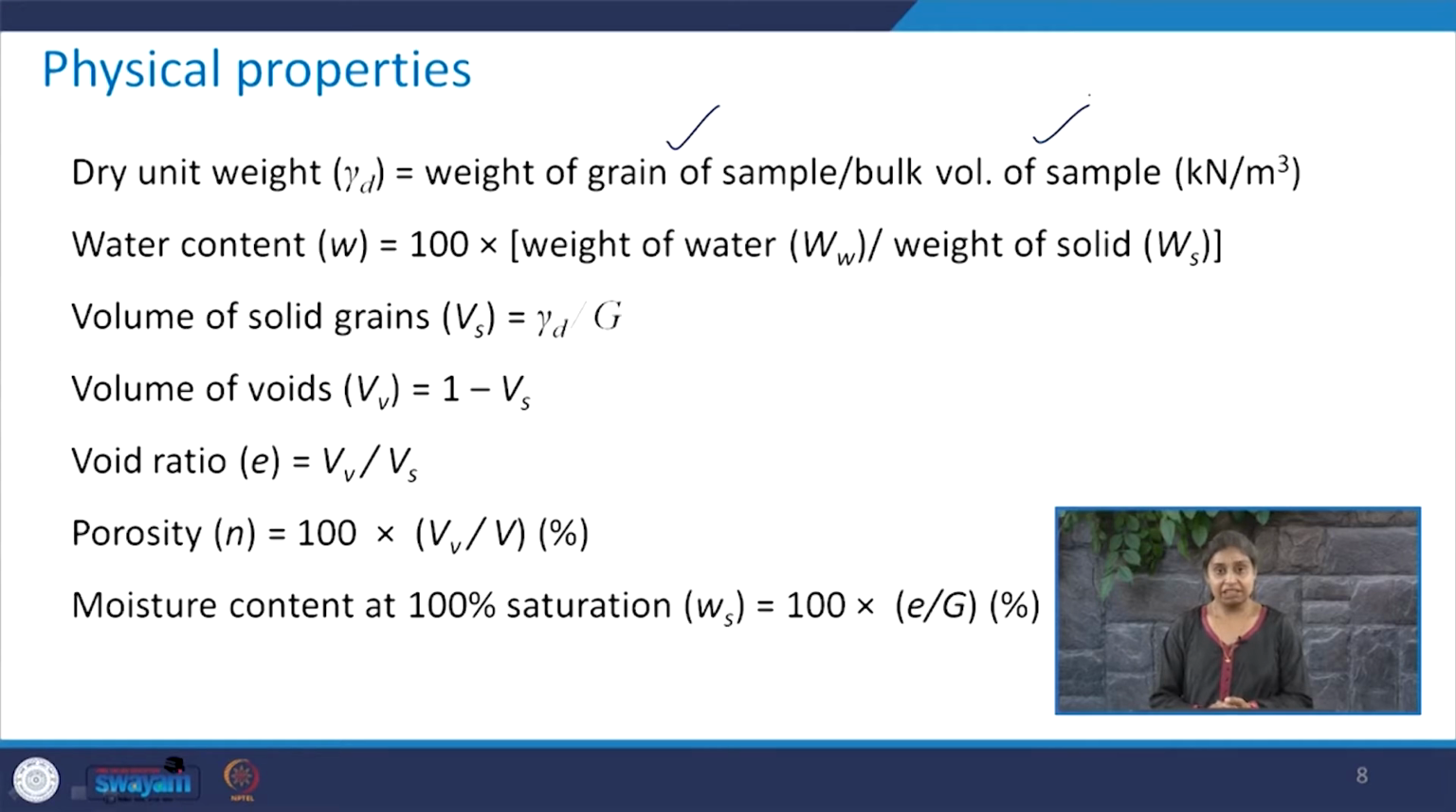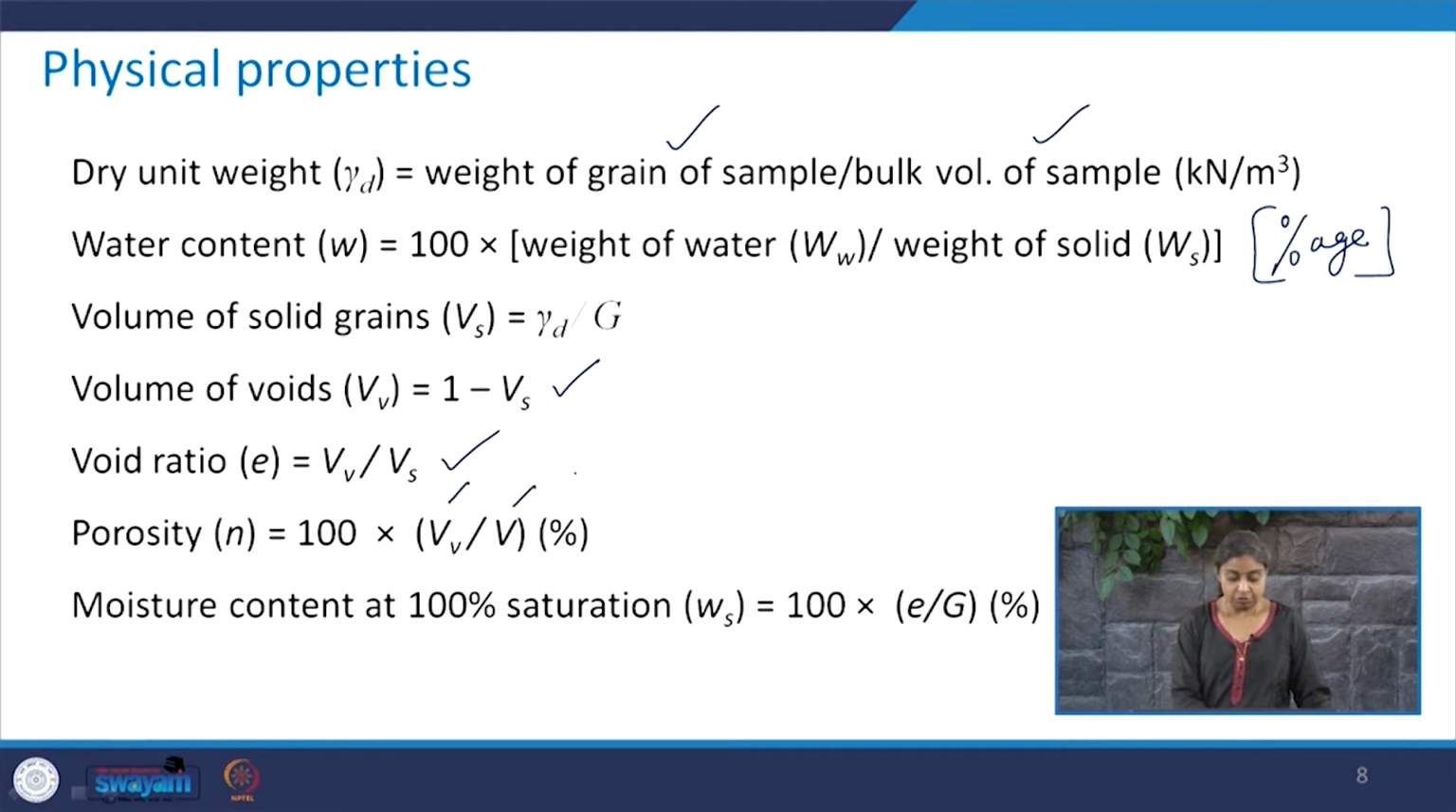Then water content is the usual definition: weight of water divided by weight of solid and multiplied by 100. It is always represented in percentage. Then the volume of solid grains, and volume of voids is 1 minus the volume of the solid grains. Void ratio, usual definition. Porosity is volume of voids by the total volume multiplied by 100. Again, this is represented in percentage.